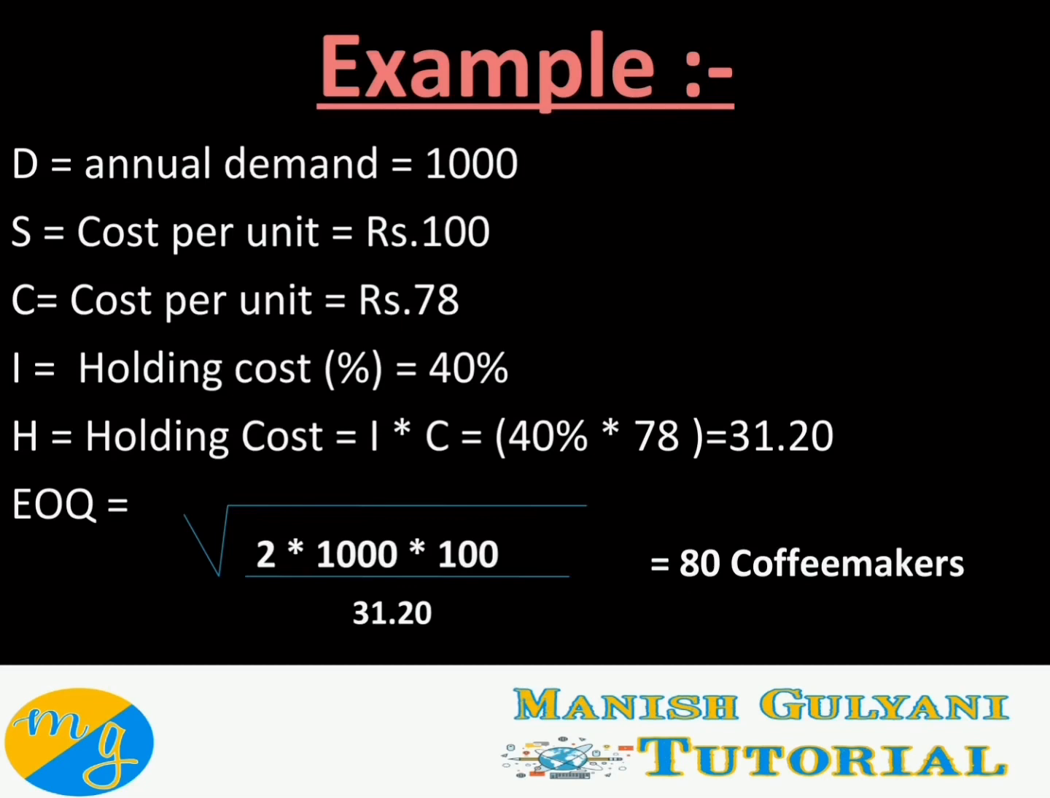Annual demand is already given, 1000, ordering cost is given, 100 rupees, cost per unit is given, holding cost you can calculate I into C, 40% of 78, and put all things in your formula. Square root of 2DS upon H. 2 is the prefix, D is annual demand 1000, H holding cost is 31.20, and ordering cost is 100. Then the value is 80 coffee makers. Now do all examples in your book, the formula is simple.